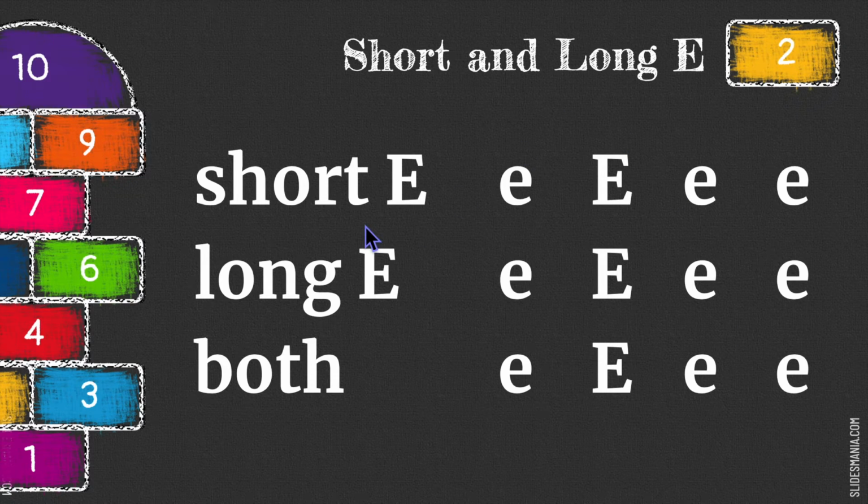So let's try our short E sound. Eh, eh, eh, eh. And our long E sound, which is the same as the name of this letter. So E, E, E, E. Now let's do both sounds. The short sound first, because we use that more often, then the long sound. Eh, E, eh, E, eh, E, eh, E.